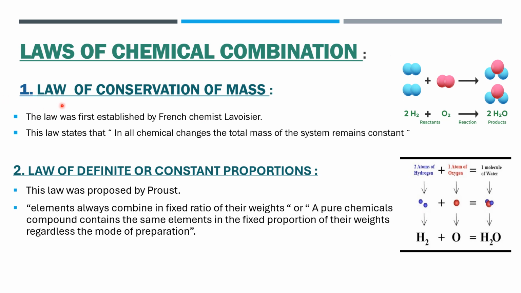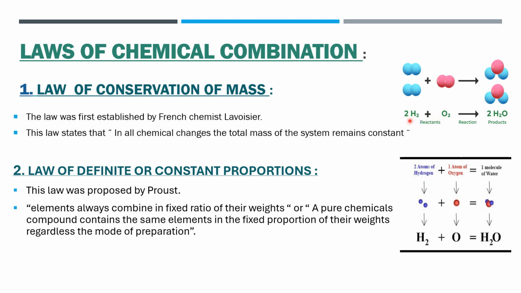Here the first one is the law of conservation of mass. This law was first established by the French chemist Lavoisier. This law states that in all chemical changes, the total mass of the system remains constant. What does it mean? It means that when there is a chemical change between molecules, for example H2O, we have hydrogen and oxygen. These elements have their different masses, right?